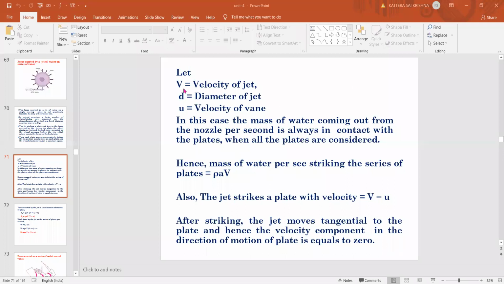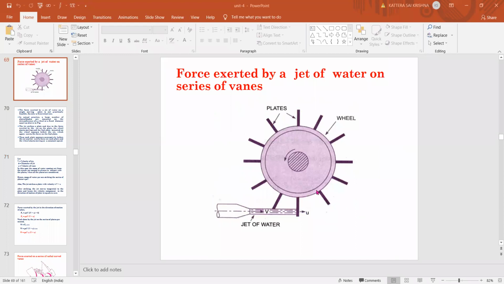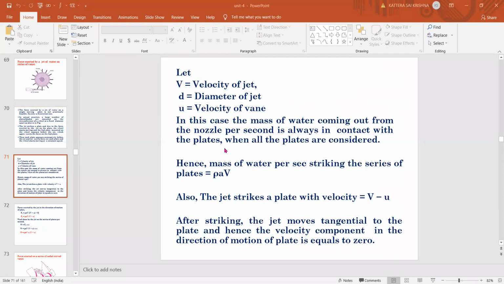So let v be the velocity of the jet, small d the diameter of the jet, and u the velocity of the vane. This one is called a vane or blade. So u is the velocity of these blades. In this case, the mass of water coming out from the nozzle per second is always in contact with the plates. So when all the plates are considered, our mass of water striking the plates will be rho into a into v, where v is the velocity of the jet. So remember this, very important: the mass of water striking the series of plates is rho a into v.